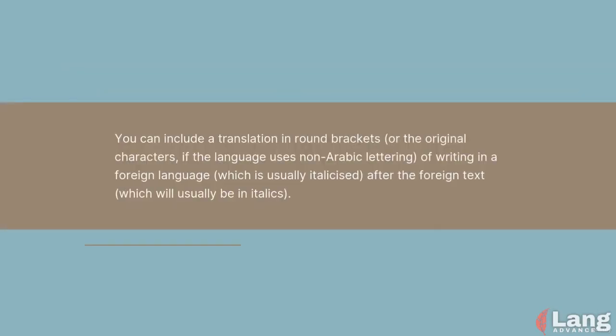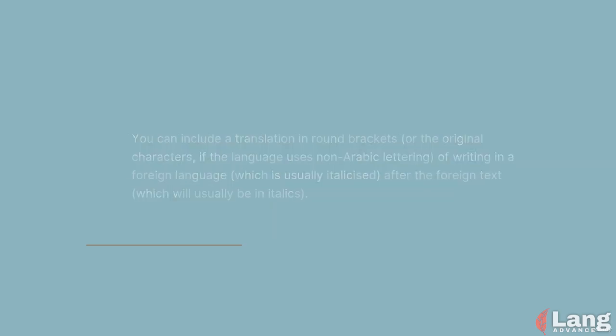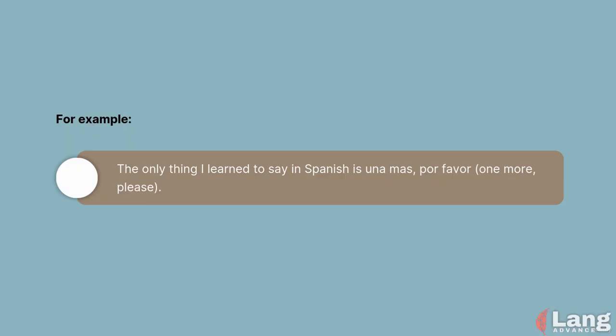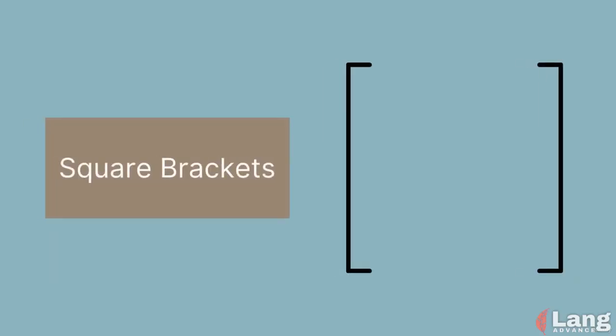You can include a translation in round brackets, or the original characters if the language uses non-Arabic lettering, after writing in a foreign language, which will usually be in italics. For example, the only thing I learned to say in Spanish is una más, por favor (one more, please). Square brackets.